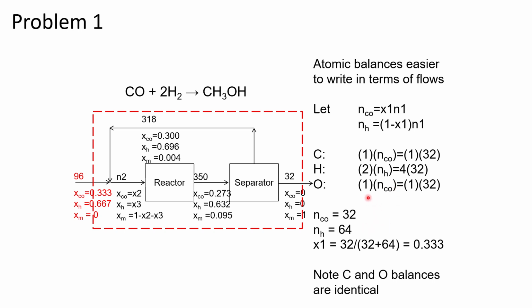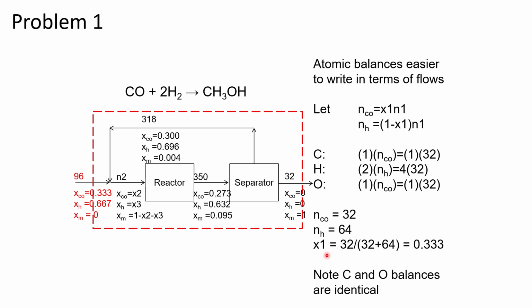We do the same thing for oxygen. Oxygen comes in the CO. We have to take the flow rate of CO coming in, multiply by 1 atom of oxygen per molecule of CO. Set that equal to oxygen flowing out in the methanol. There's 1 atom of oxygen per molecule of methanol. We'll multiply then that 1 by the 32, the flow rate of the methanol coming out, which leads us to see that this is exactly the same equation as the equation for the carbon balance. So we just confirmed that the flow rate of CO is 32.